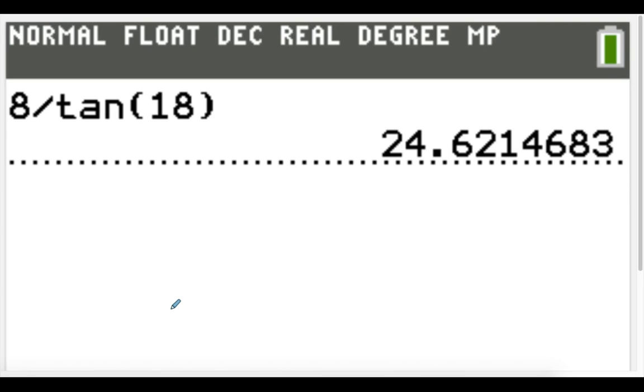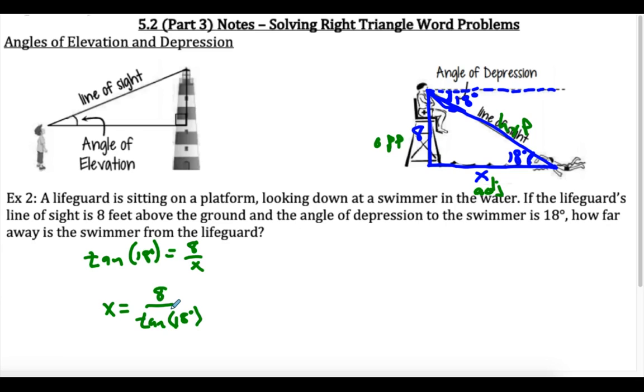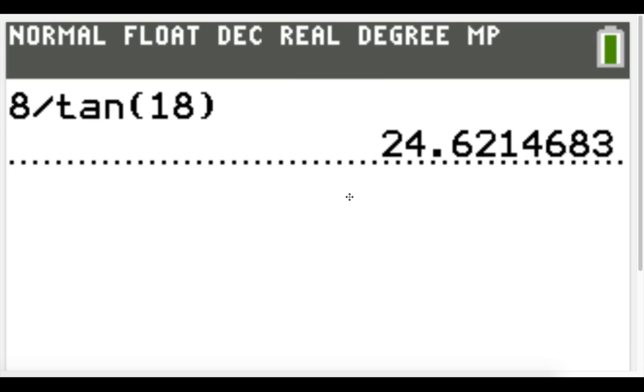Right, and we get 24.6214. And again, I don't think this specified what to round to. So let's go to 2 decimal places. We'll say that that distance is 24.62 feet. All right. So let's take a look at a couple more that don't necessarily involve angle of elevation or depression.